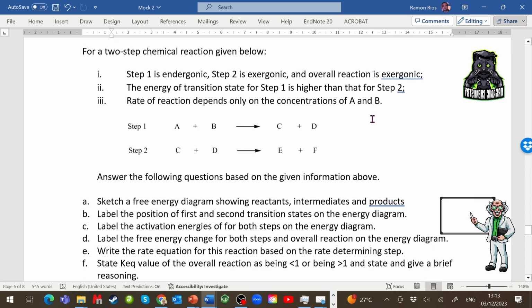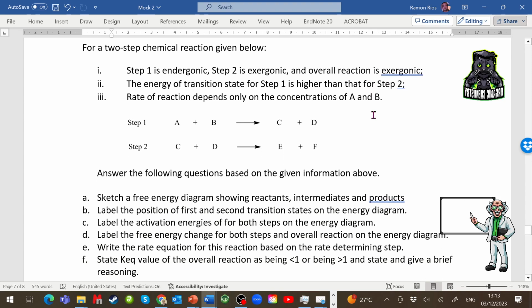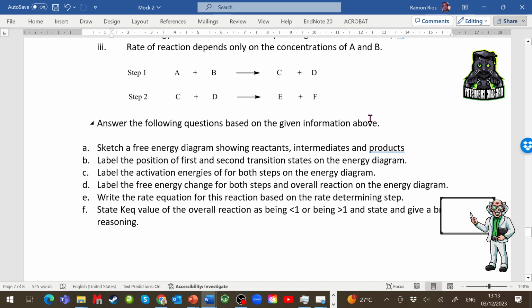Okay, question 5. For a two-step chemical reaction given below, they say step 1 is endergonic, step 2 is exergonic, and the overall reaction is exergonic. The energy of the transition state for step 1 is higher than for step 2. The rate of the reaction depends only on the concentration of A and B. Well, sketch a free energy diagram.